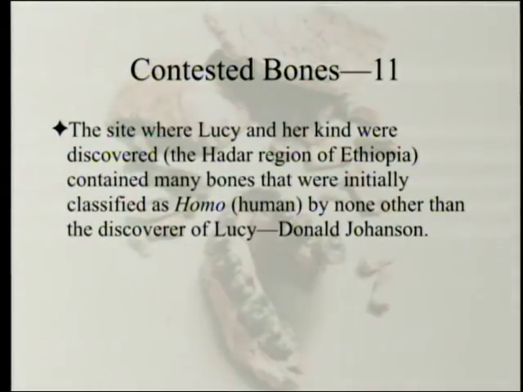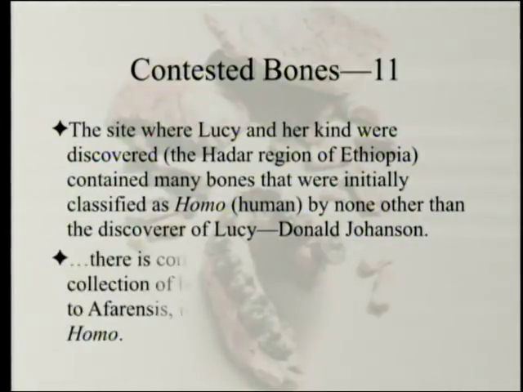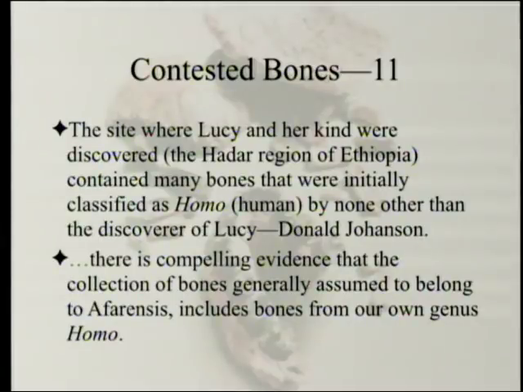The site where Lucy and her kind were discovered, the Hadar region of Ethiopia, contained many bones that were initially classified as Homo, or human, by none other than the discoverer of Lucy, Donald Johanson. There's compelling evidence that the collection of bones generally assumed to belong to afarensis includes bones from our own genus, Homo.